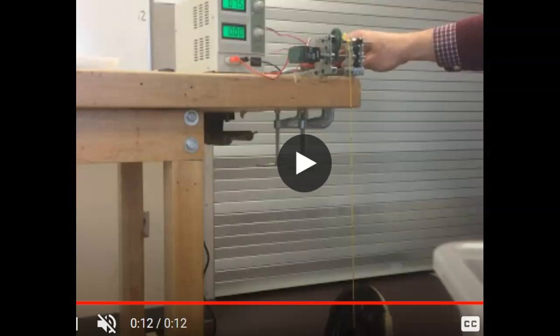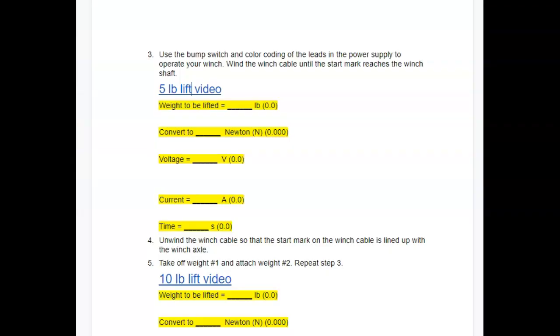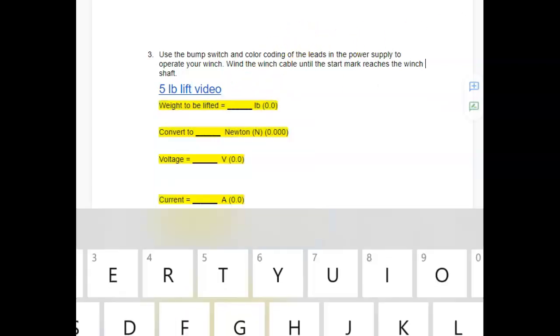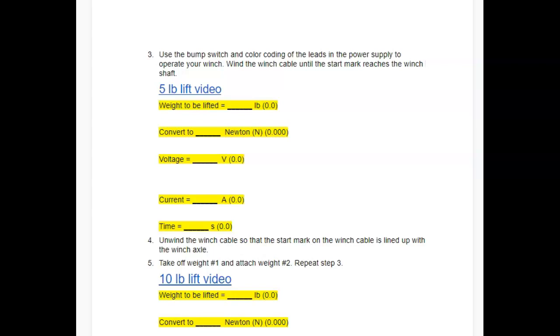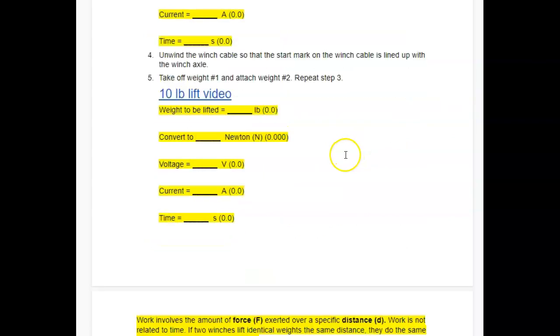So we'll go back here to our lab, and I have here that when we lifted the 5 pounds, this was 22.24 newtons. The voltage was 7.5, and the current here bounced around, but 0.24 was a good estimate, and the time it took to do that was 5.8 seconds. Okay, so that's our data for the first part. And then we would unwind the winch and we would do that again for the second part.